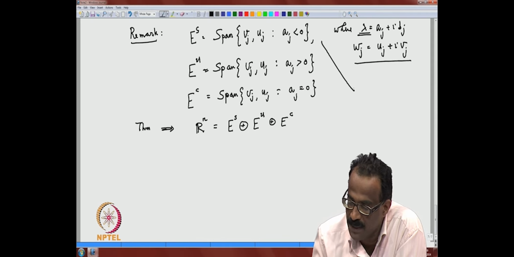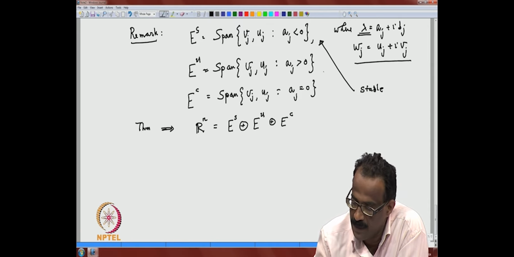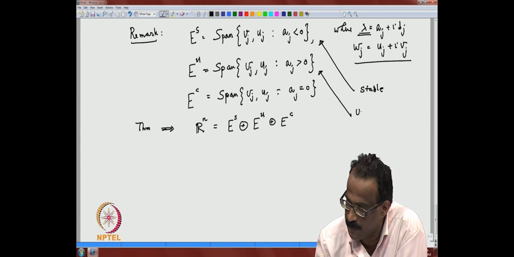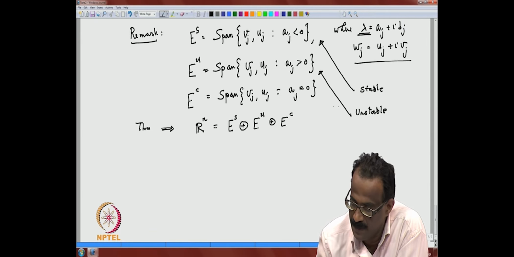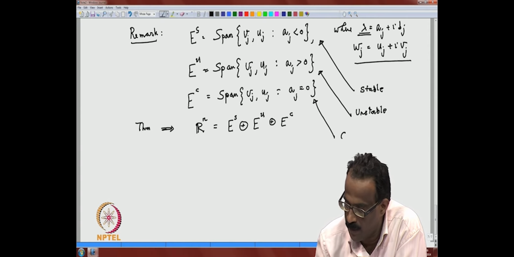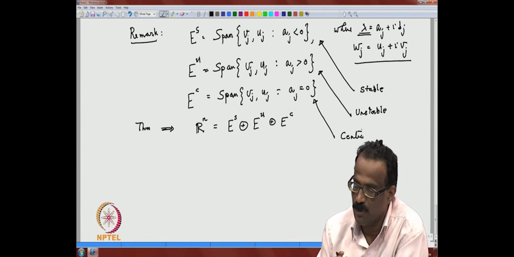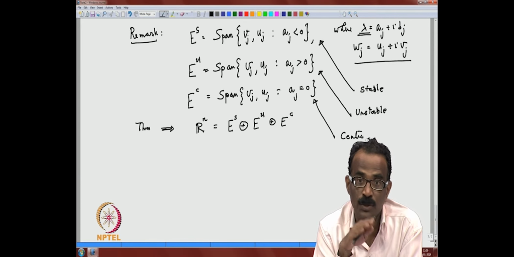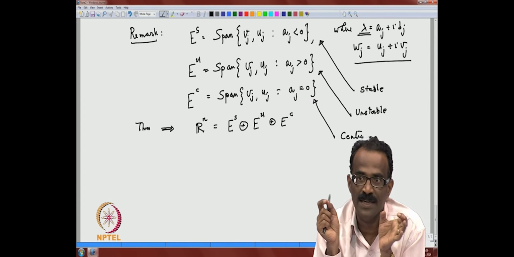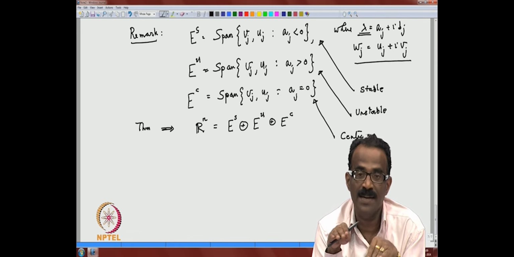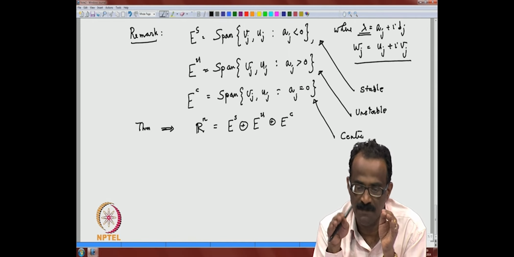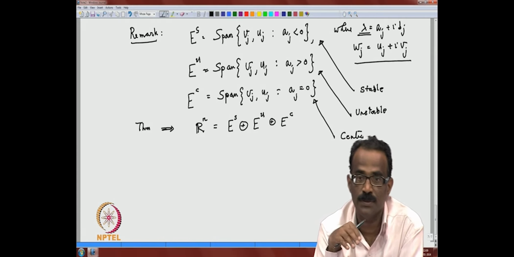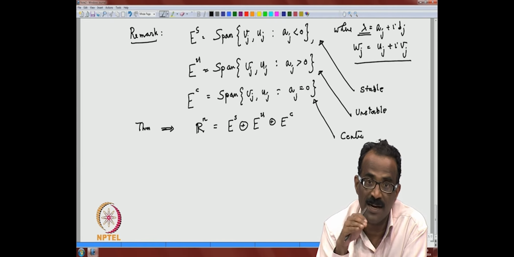This is called the stable space, and you will learn more about these things in the nonlinear study. This is the stable subspace, this is the unstable subspace, and this is called the center. What I have not mentioned here is the generalized eigenvector. To do the Jordan decomposition, as I said, you may not have enough eigenvectors, so one has to work with what is called the generalized eigenvector. We do not have time in this course to get into more details about it.